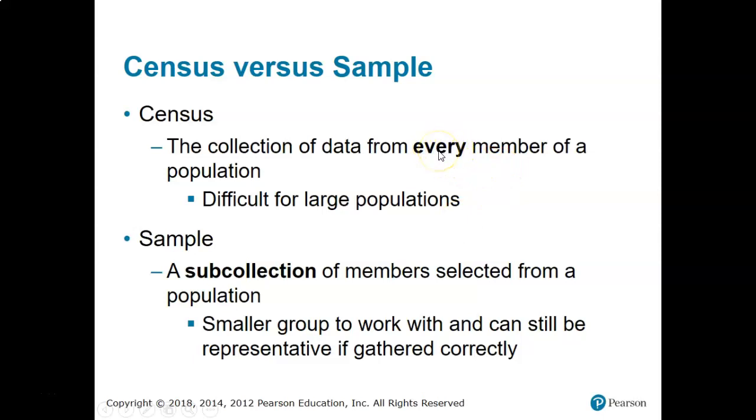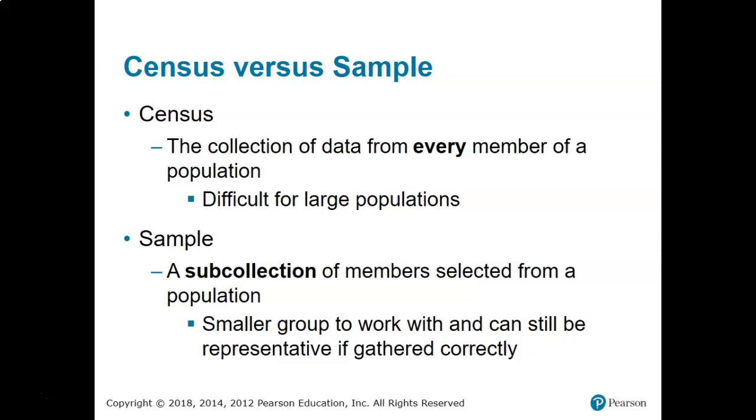So every 10 years, there's an attempt in the United States to gather data from every single person in the United States. The United States population is so large that it's really difficult to do because some people are homeless, maybe they're moving from place to place, and they're not going to be counted, they're going to be missed. So a census for a very large population is very difficult to do. It's very time consuming. It's very expensive.